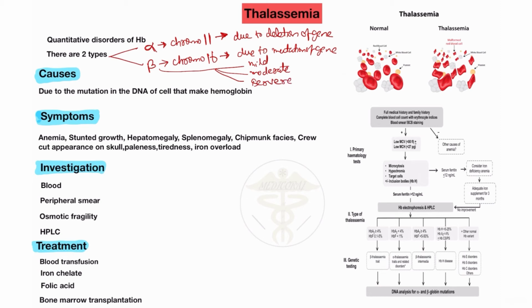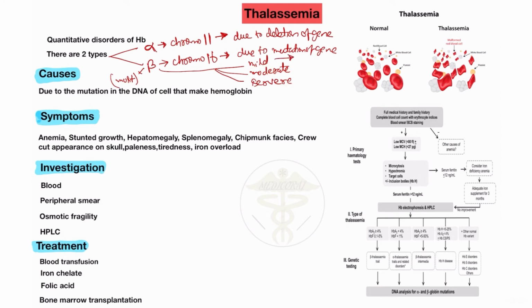In an examination, when they ask which is more common, alpha or beta thalassemia, you should always answer beta thalassemia. The most common type of thalassemia is beta thalassemia. And the three types of beta thalassemia are mild, moderate, and severe.